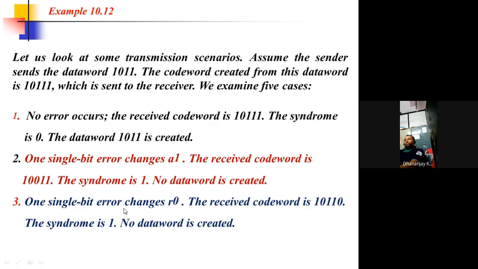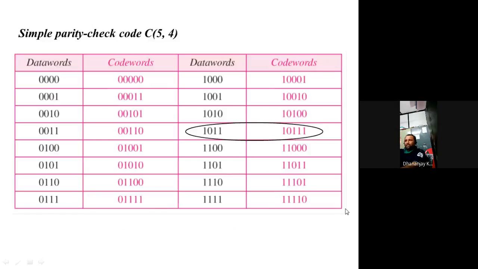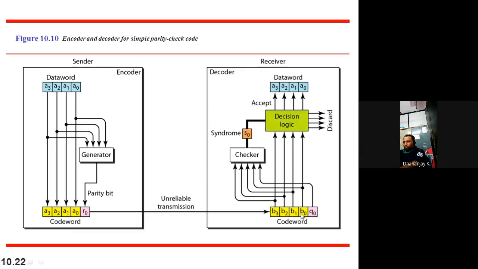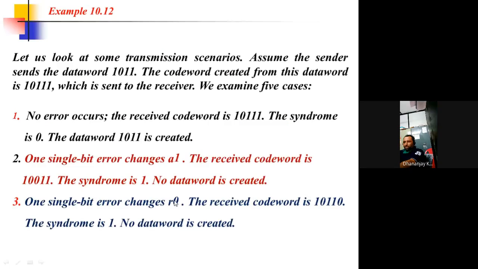So if a 1-bit error changes R0, then also we have this. That means the last value, the redundant bit itself, changes. Out of these 5 bits of the code word, if anything changes in the data, the rest will remain as it is. But if the redundant bit changes, then also it will be considered an error and the data will be discarded. That is what is shown in this example.